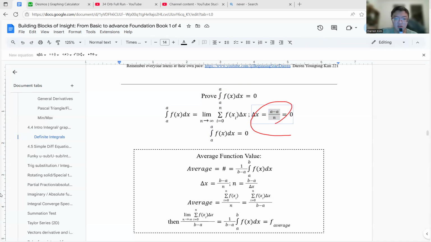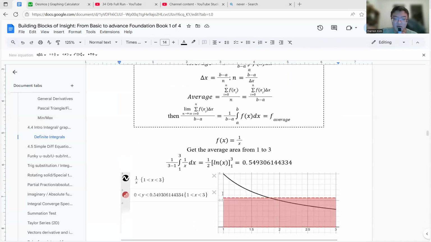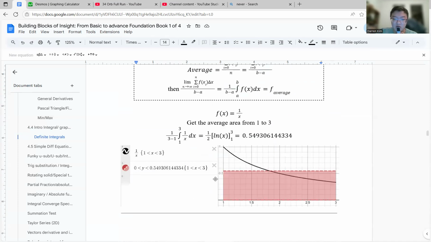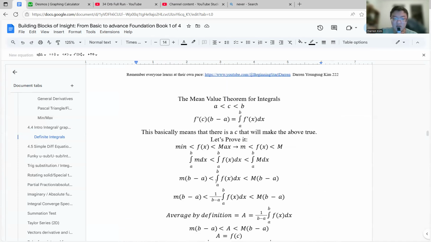Obviously, because the integral is area, because a Riemann sum is just adding a bunch of boxes, we see that the average is going to be the integral divided by the length, which is shown over here. Now, another thing I need to talk about is the mean value theorem for integrals.